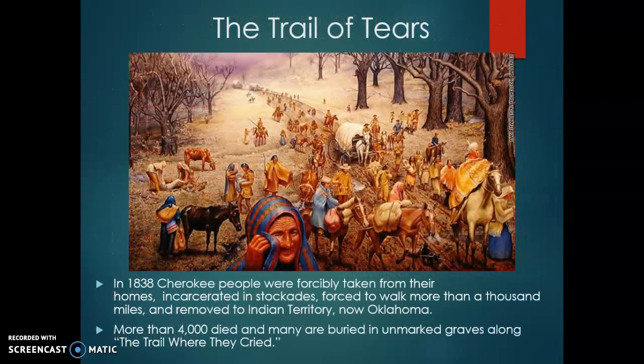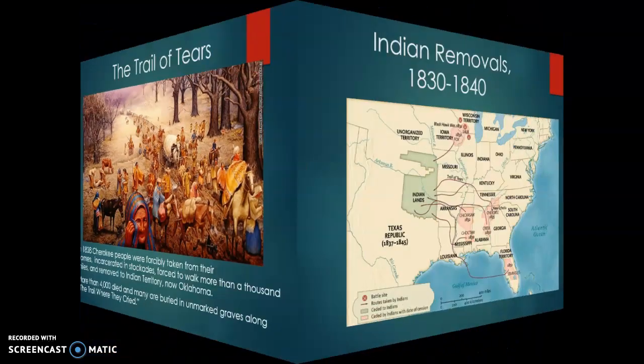Here you can see the Trail of Tears, a depiction that is actually from the Cherokee. They were taken from their homes, incarcerated in stockades, essentially concentration camps, forced to walk more than 1,000 miles, not really given much food, medicine, or help. And more than 4,000 died, and they were buried in unmarked graves, and it was the trail where they cried, and that's how it becomes the Trail of Tears there.